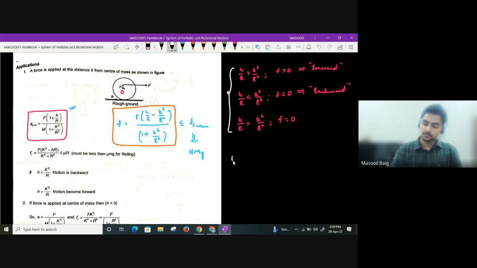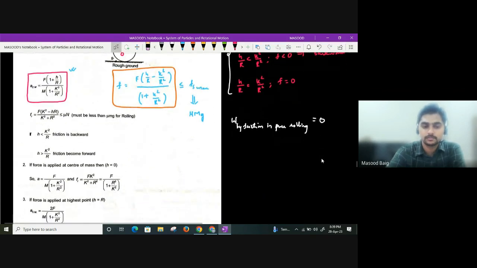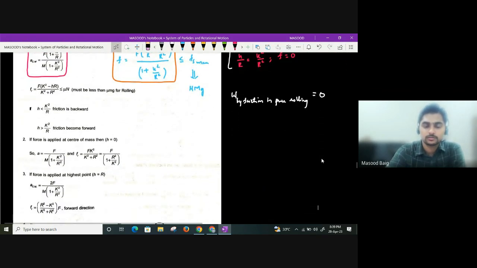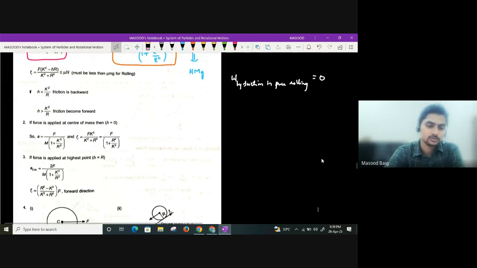And always remember, work done by friction in pure rolling. I have told you this yesterday also, guys. Work done by friction in pure rolling is how much? It will be zero. Work done by friction in pure rolling will be zero. Understood, all of you? Yes or no? And depending on where the force is applied, if it is acting at the center or at the surface, values are going to change. So let us not bother about that.